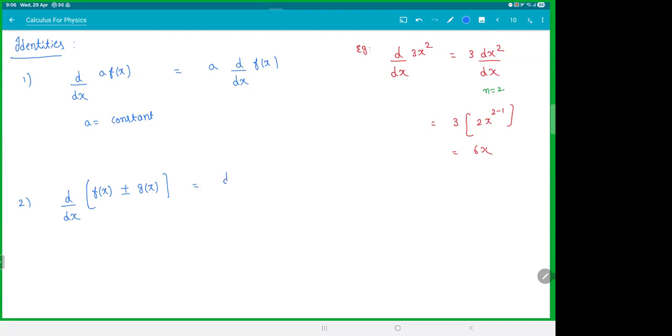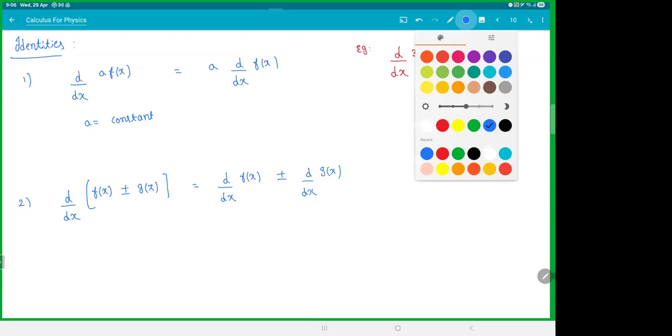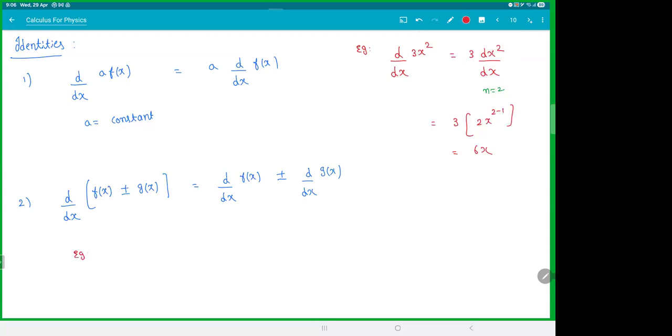So if you have two functions, a sum or subtraction, you can then just separate them, differentiate f of x separately, differentiate g of x separately, and subtract them or add them. Example, let's say you have d by dx of x square plus x. So there are two functions which you are adding. You can write this as d x square by dx plus d x power 1 by dx.